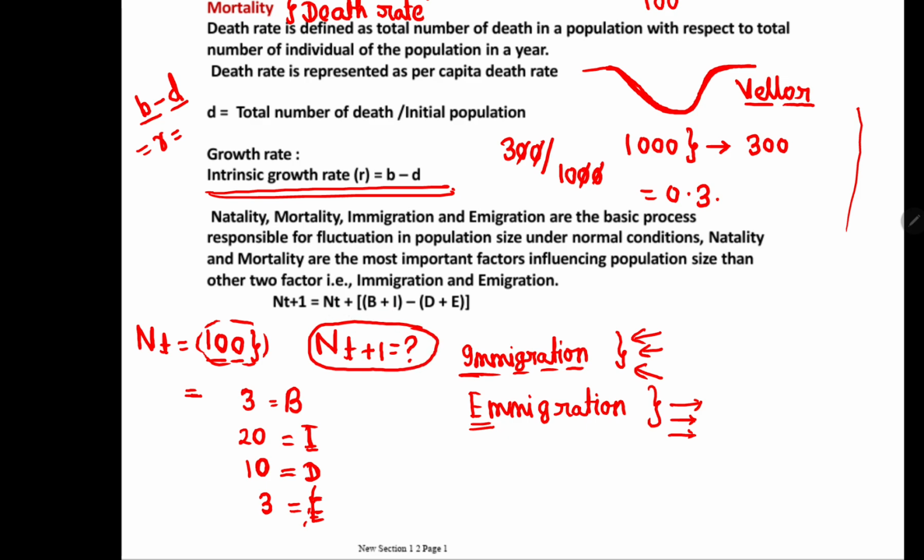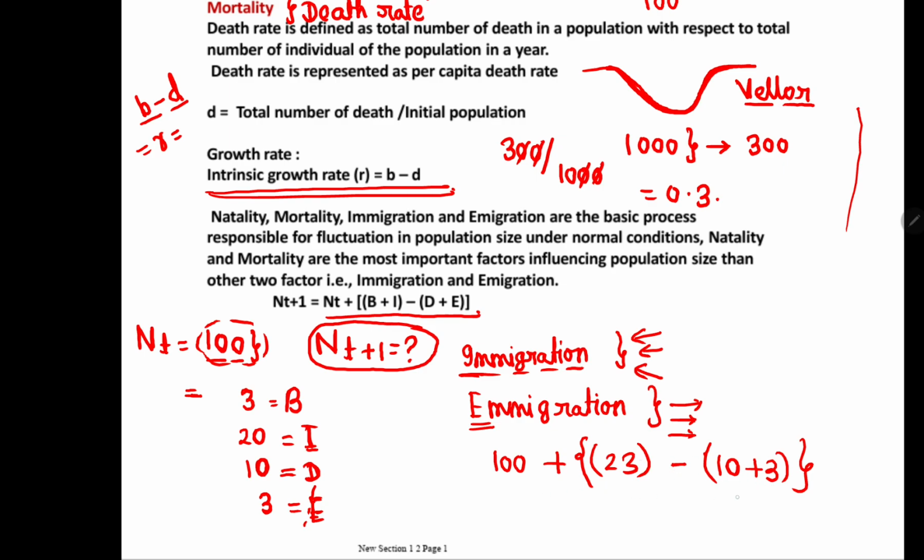Nt+1. So we have a very simple formula: Nt+1 is equal to Nt, meaning 100, plus birth plus immigration, total 23 people, isn't it? Okay, minus death, 10 deaths, and exit 3, that is 13, isn't it, students?